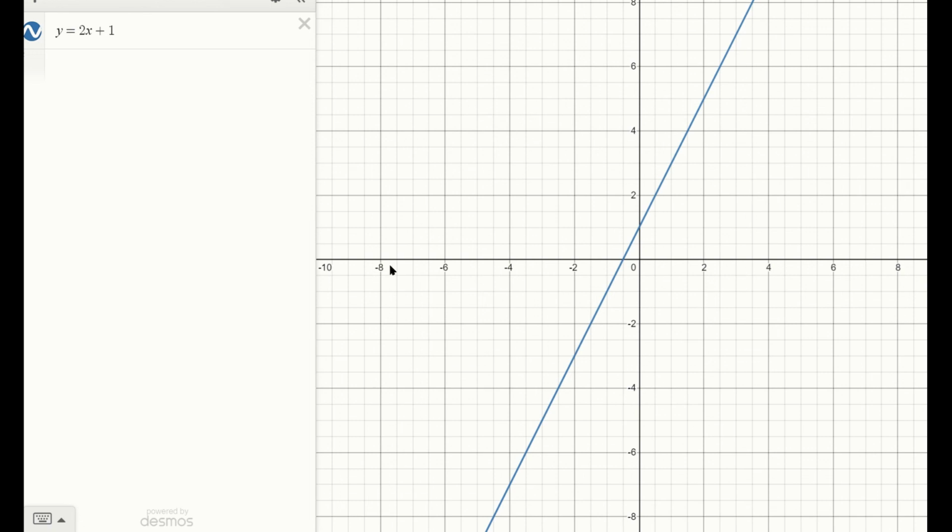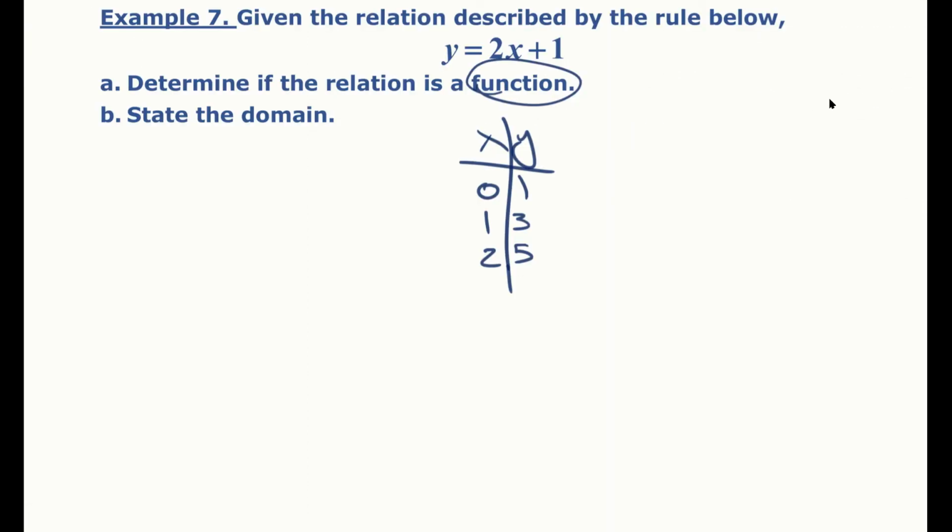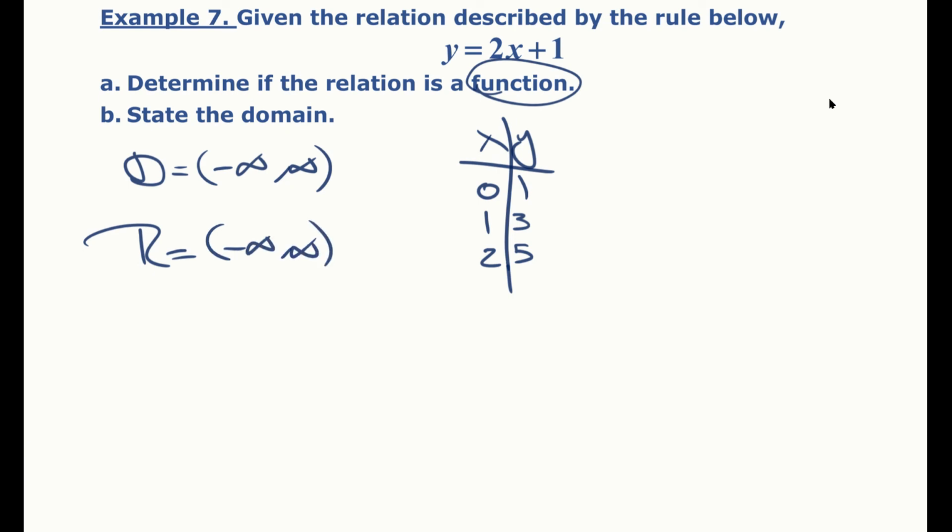Horizontal lines, on the other hand, do represent functions, but they're constant functions. So the range would be a single element. It would not be the set of real numbers. So back to our example, we did realize that yes, it's definitely a function, and the domain is all real numbers. And as we saw on the other page, the range is also all real numbers.